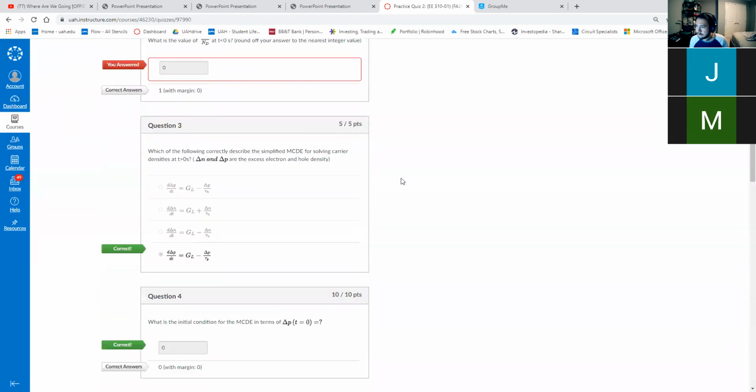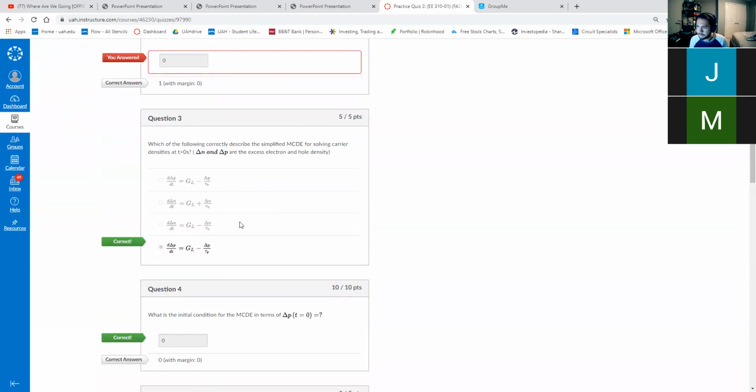So that means that our MCDE is not going to have any spatial dependence, and we can cut that out. So here he made it easy because every single answer had spatial dependence cut out. That part in the middle with the D_p or D_n times your derivative squared, d squared p over dx squared, that thing. That big one in the middle.